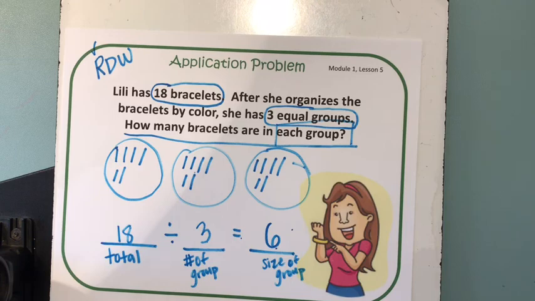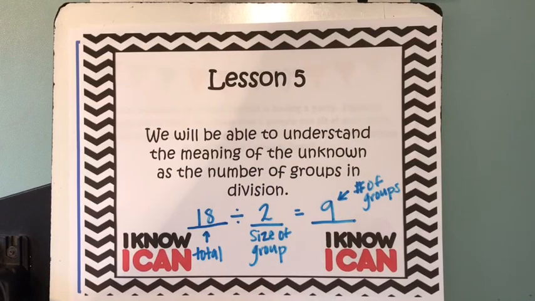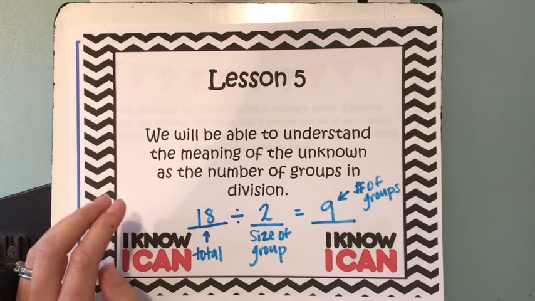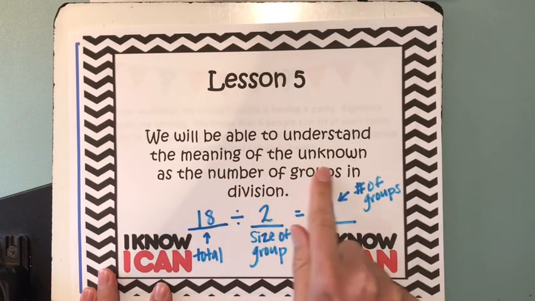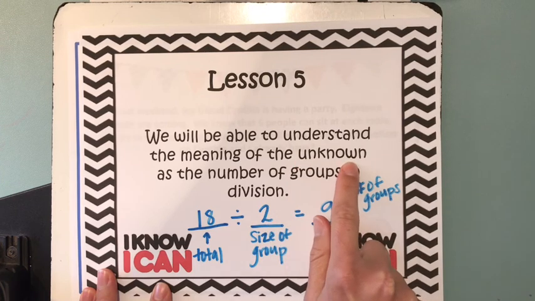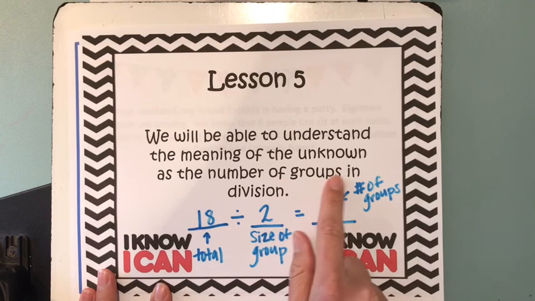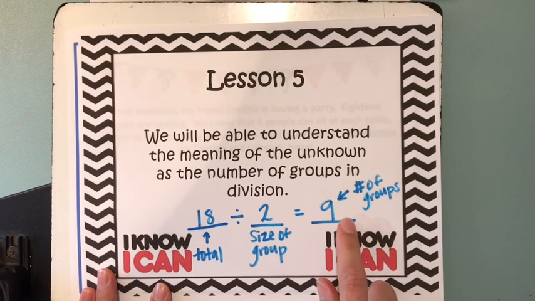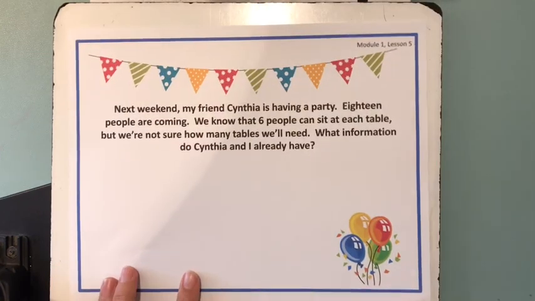Now we are going to go to our lesson. All right, so before we get started, I want to talk about our objective again. It's we will be able to understand the meaning of the unknown number, so we don't know what it is, right? We have to figure it out, as the number of groups in division. So we'll know the total, we'll know the size of the group, but we're not going to know how many groups there are, so the number of groups. So think about that as we work on these problems.